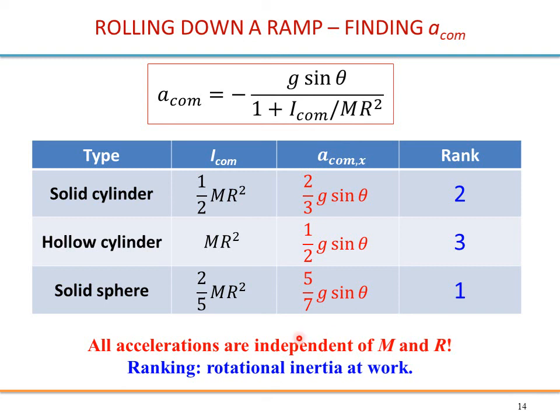Another point is that all accelerations are independent of the total mass and the radius. So it's quite interesting: if you take, let's say, two solid spheres, one very small and one very large, and you just let them roll in the same conditions, they will arrive at the same time at the bottom of the ramp, even though one could be much more massive than the other.